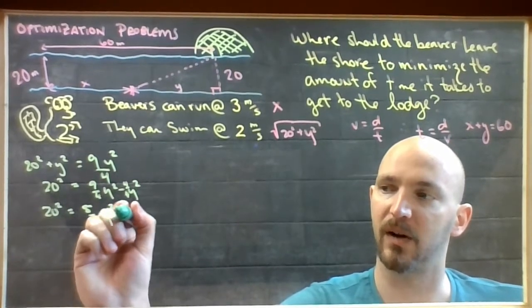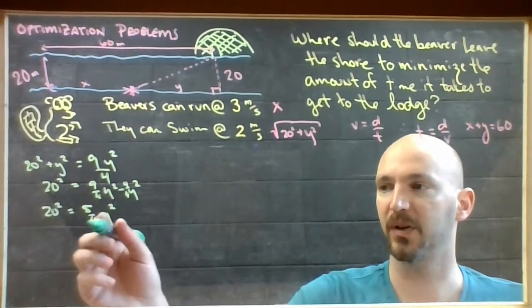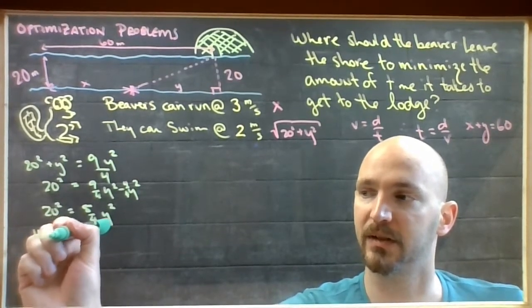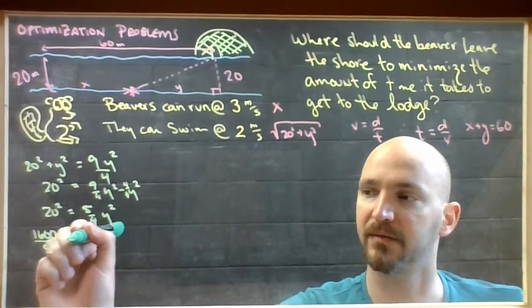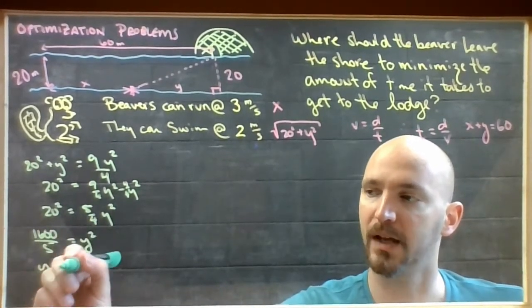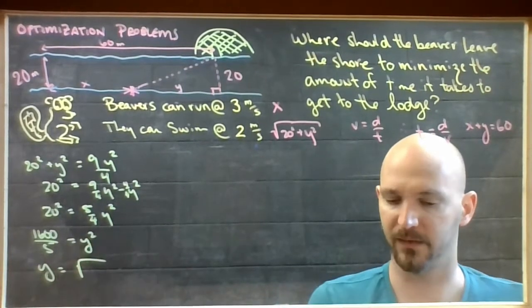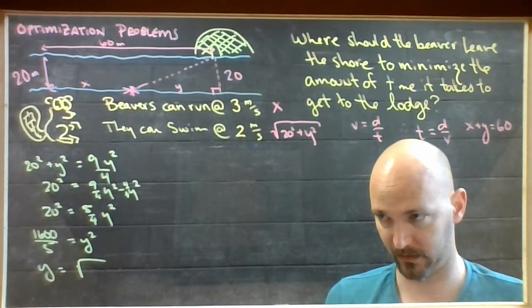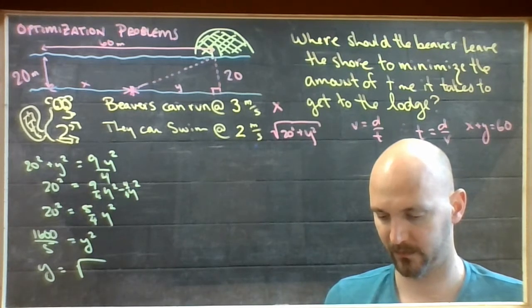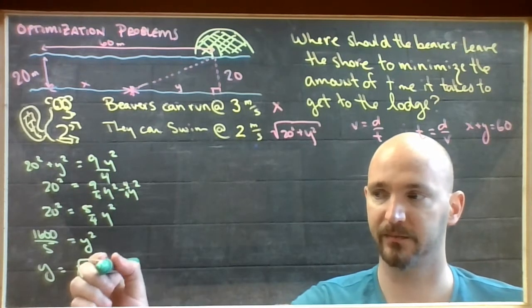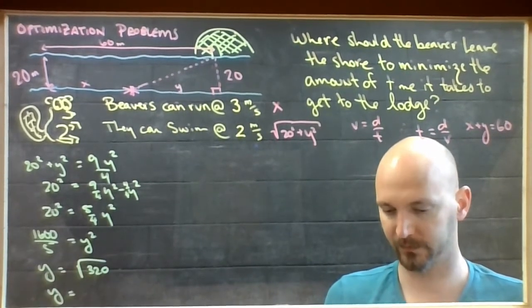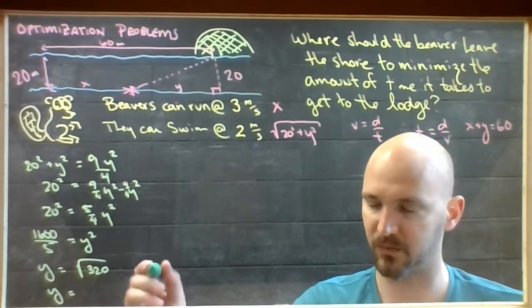5/4 of y squared. So bring that 4 up. 20 squared is 400. 400 times 4 would be 1600, divided by 5 equals y squared. So y is the square root of, let's see, 1600 divided by 5, 320. So y is the square root of that, 17.89.